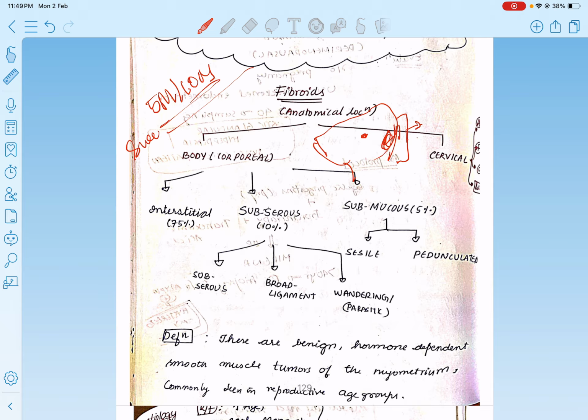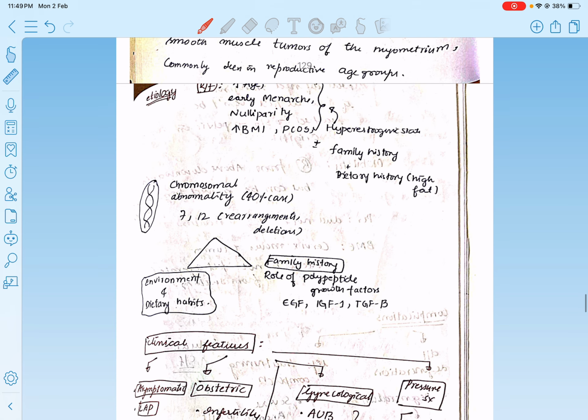Again, you can have subserous, or here you have the broad ligament, or somewhere in it, it can be parasitic. But if it's the submucosa, again you have sessile, or you can have pedunculated. This is pedunculated or sessile. Okay, and also you can have fibroids in the cervical part also. Again, these are the etiologies.